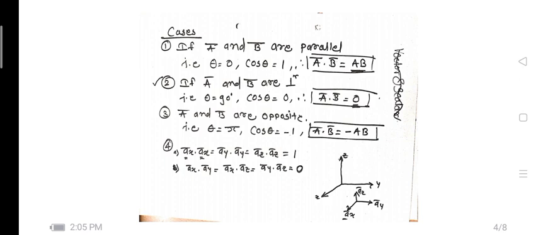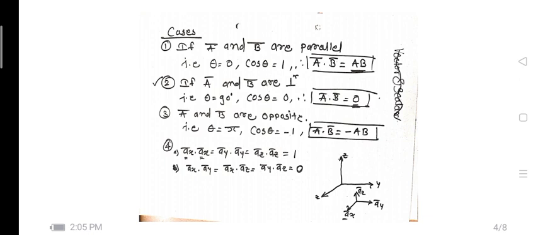Second case is if a bar and b bar are perpendicular, that means theta is equal to 90 degrees, that means cos theta is equal to 0, and hence a bar dot b bar is equal to 0. Next is a bar and b bar, if they are opposite, that means theta is equal to pi, that is 180. So cos 180 is equal to minus 1. In that case, a bar dot b bar is equal to minus ab.